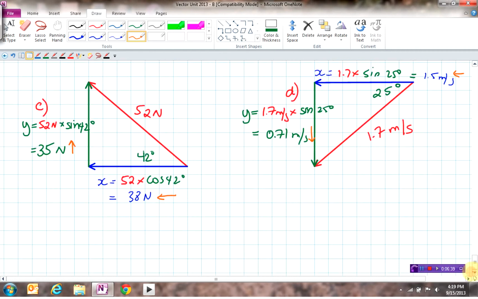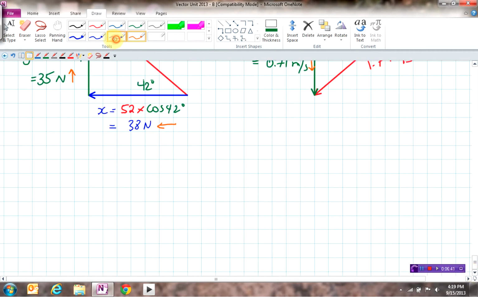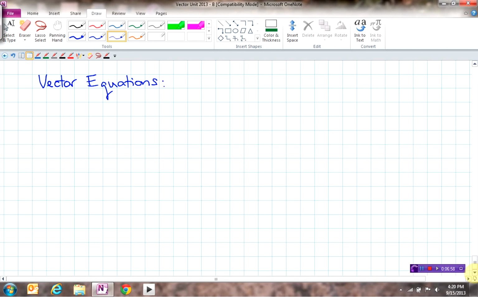Alright, now while I've got you here, I'm going to move on, and we're going to do vector equations. What does it mean when you add and subtract vectors? Now, let's take a look at this and see it. Let's do one simple example, and then one a little more complex example on it.